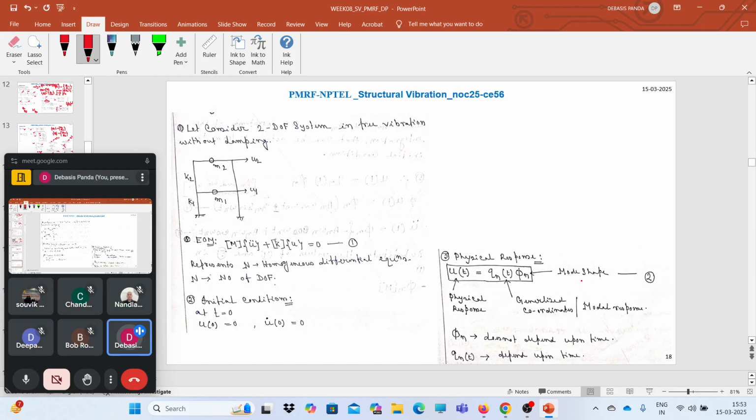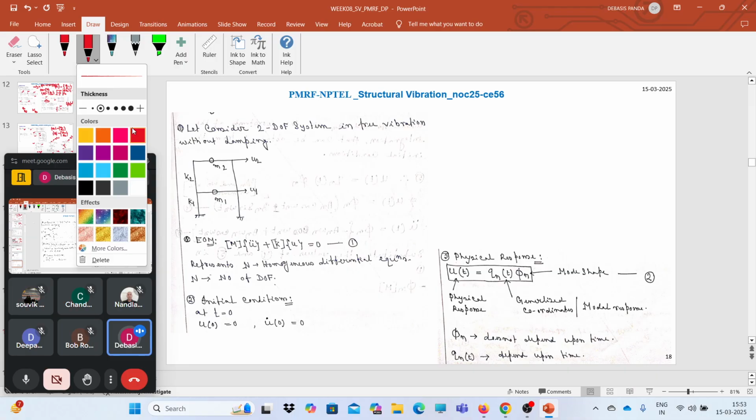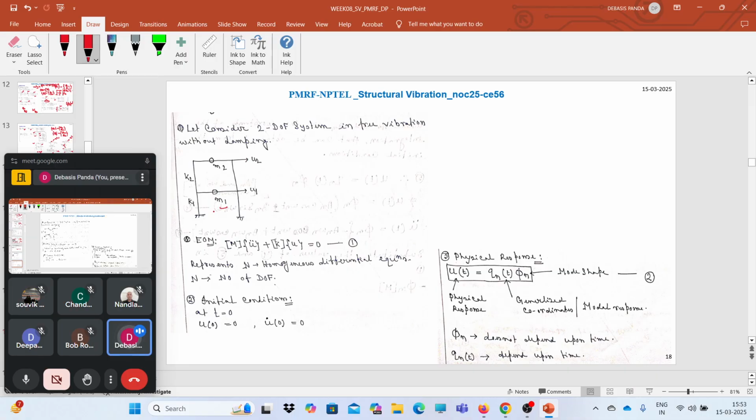So how we can do that, we will see. Let's consider again the same two DOF system. Here the first degree of freedom has mass m1 and the second m2. If I construct the mass matrix, M will look like this: m1, 0, 0, m2. In the coupled equation, K will look like this: k1 plus k2, minus k2, minus k2, and k2. We have already formulated the equation of motion.